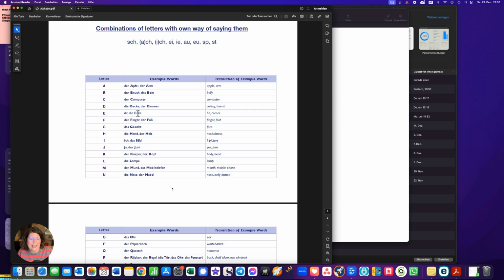Oder die Ecke. Er means he and die Ecke means corner. The letter E is an interesting one. It has quite a few variations of how it is pronounced. I'm also going to make an episode just on the letter E.